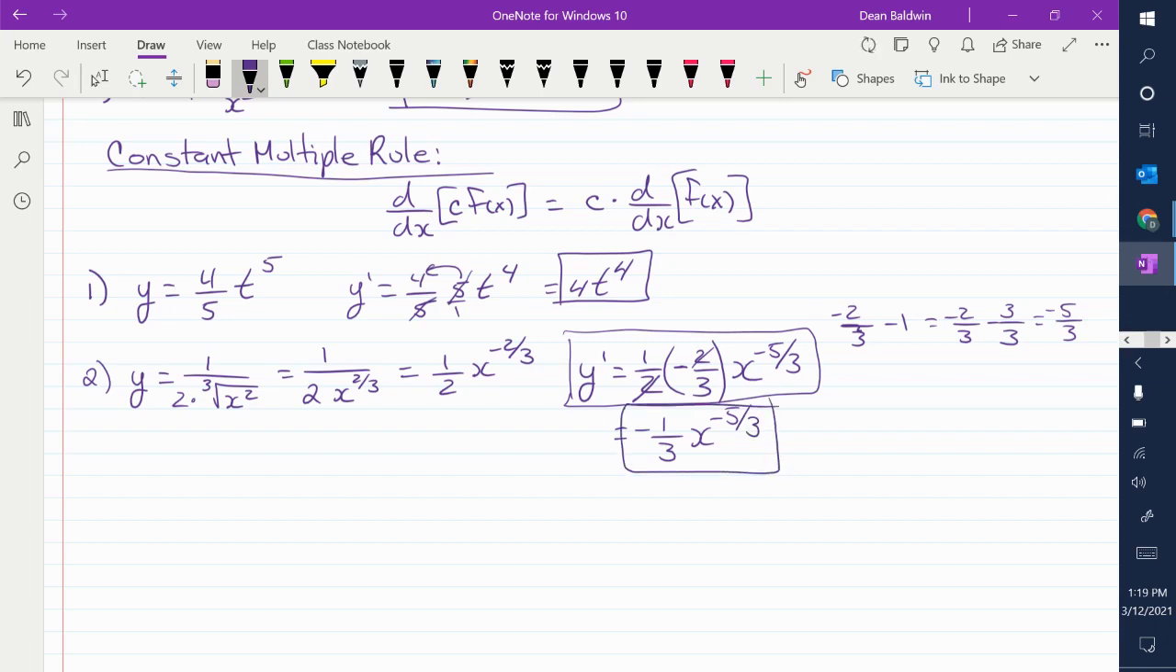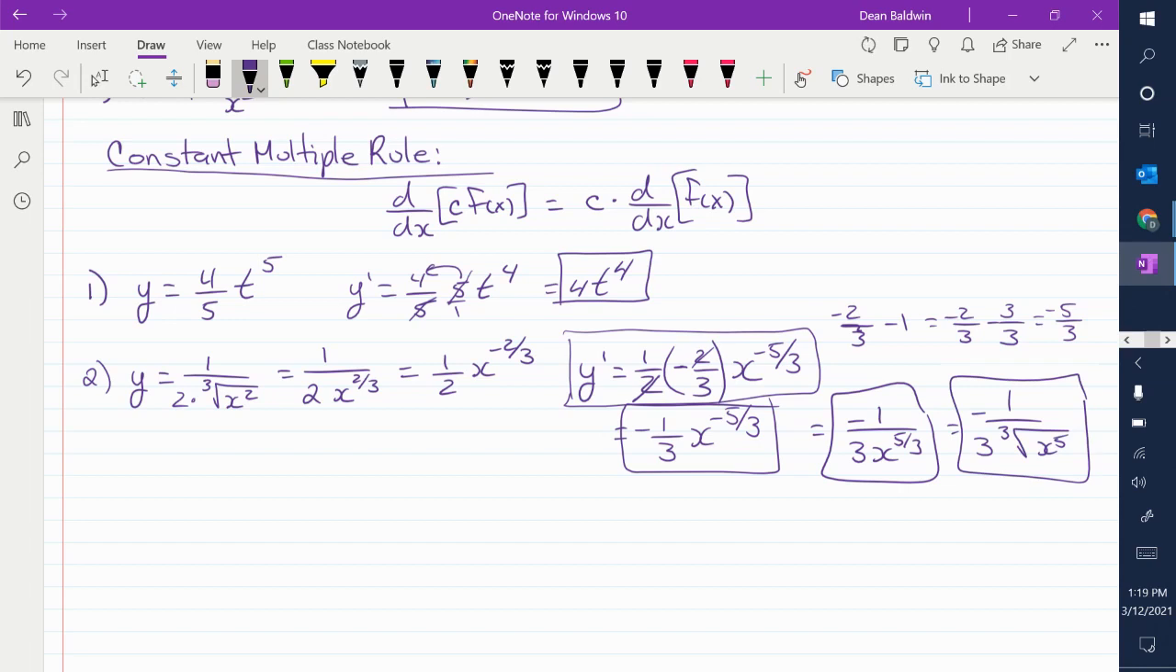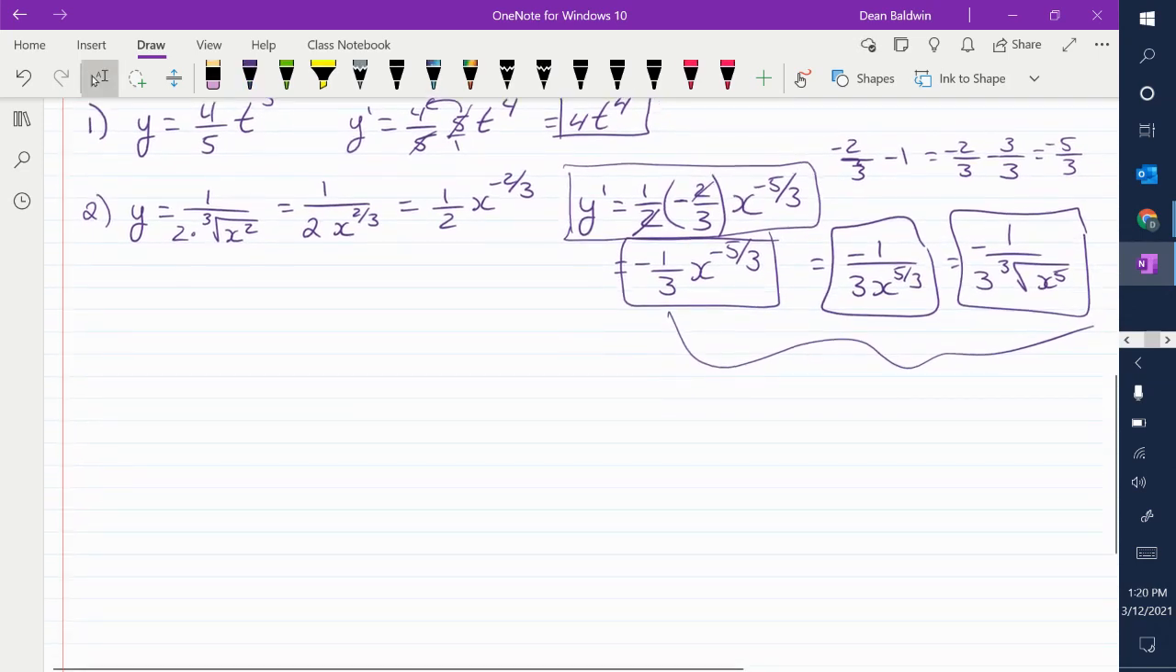Now this, you could leave as an answer. I would give you full marks. I think Torsten would give you full marks. But a lot of books don't like negative exponents. So how do I make the exponent positive? Drop the x down below. So I got negative 1/3 x to the 5/3. That would be fine. But if you really wanted to, you could write it as this. Pretty much any of these are correct. Well, they're all correct. It's just how you want to write it. Okay? Is that okay?